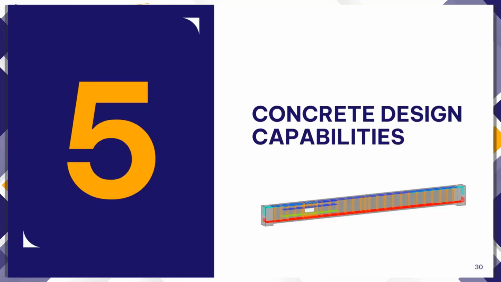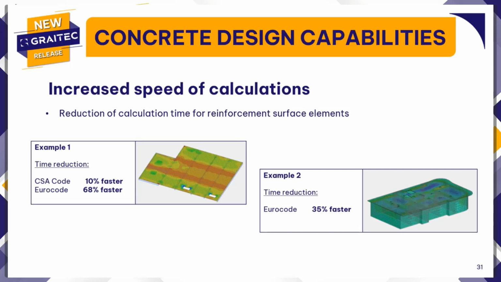Now we switch to concrete design capabilities. I will start with the performance improvements. Thanks to optimization of the calculation code, the calculation time of reinforcement for surface elements has been shortened. The degree of the reduction depends on the example and on the standard also. This can be especially visible when calculating according to Eurocode, but for other codes, the improvement is also visible. So for all planar elements, walls, slabs, you can see the time reduction.